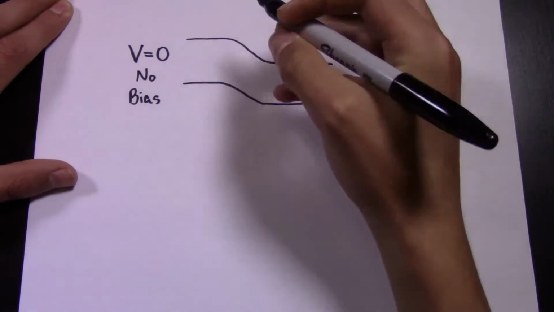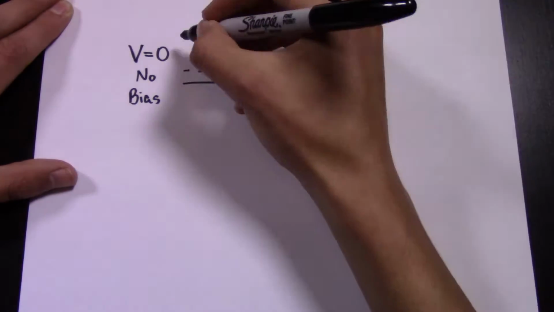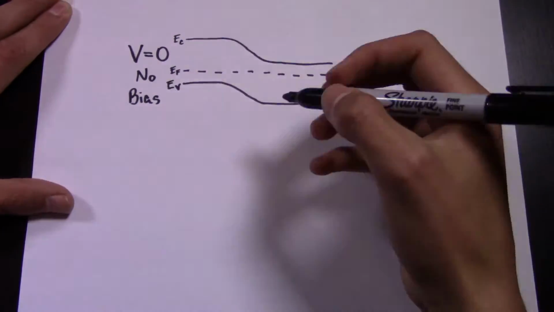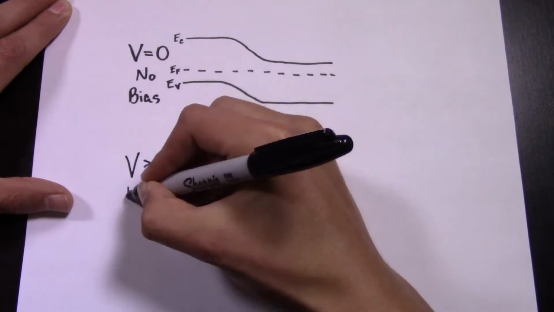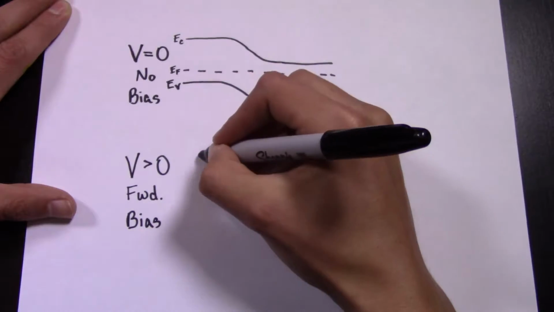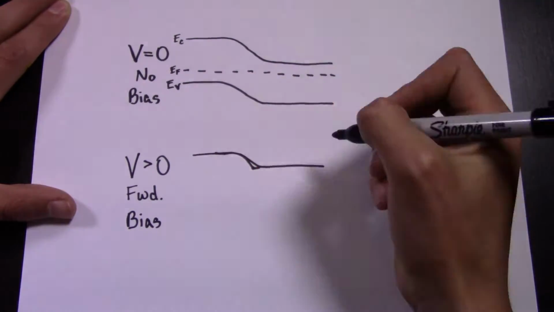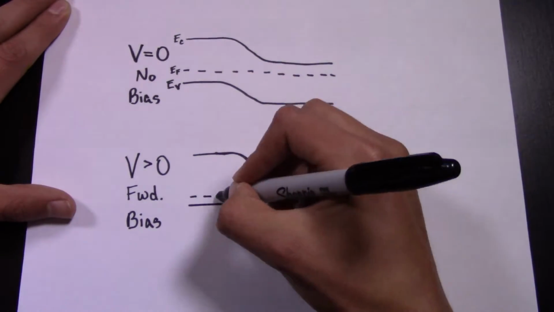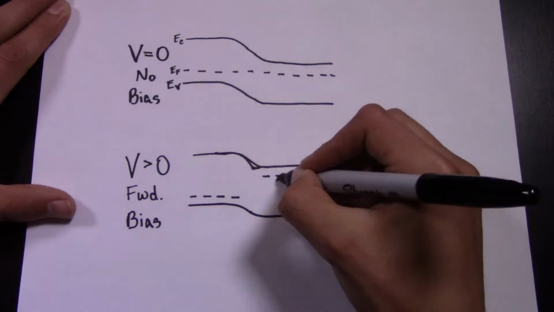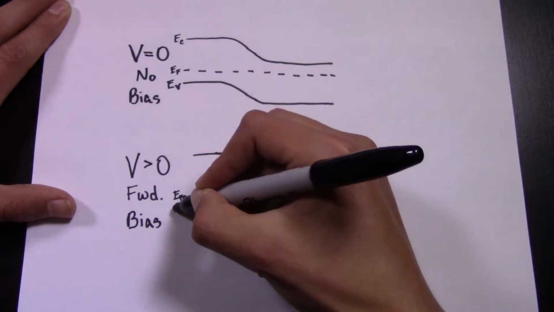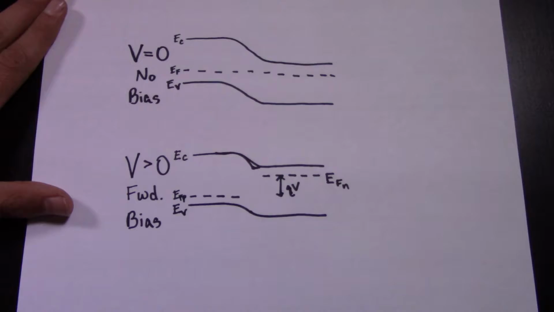With no bias applied, the Fermi level is constant and far from the band edges, meaning that few carriers will cross from the valence to conduction band. When a positive bias is applied to the P side, as in the previous drawing, the potential difference is lowered between the two sides, demonstrated by the lesser slope, and the Fermi levels of each side are no longer equal. This leads to hole diffusion into the inside.